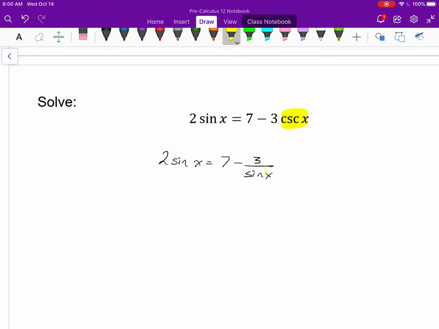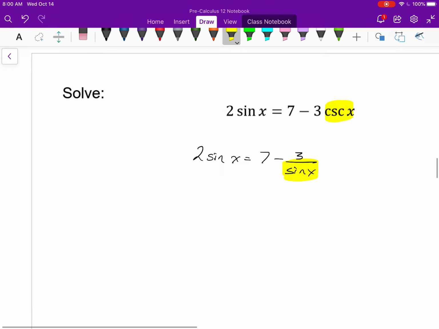Right, 3 times the cosecant of x is the same as 3 divided by the sine of x. Okay, so at least now I have the sine function as my only type of function here. So what can I do next? Well, we always have choices. I would recommend canceling out that denominator of sine x, which is really quite easy to do if I just multiply everything by sine x.